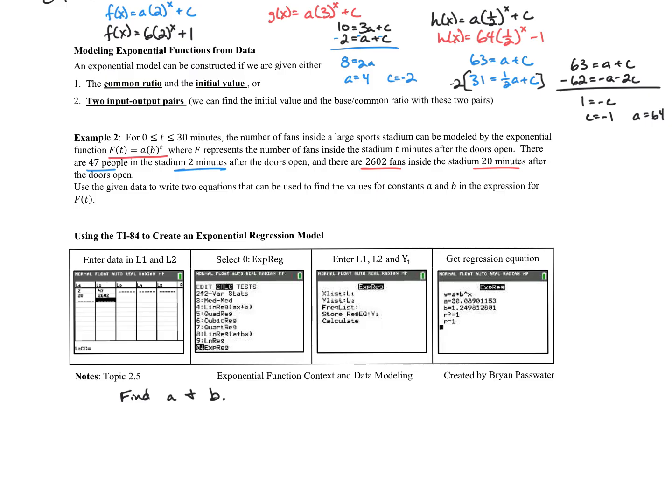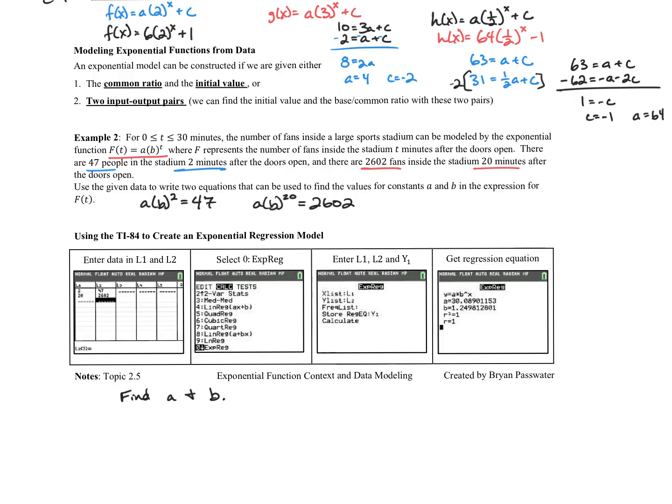My people. All right, and so all we're doing in this part 1 is literally just substituting in 2 for t and 47 for f of t. That's all we're doing. And so now we'd end up with what? A times b to the power of 2 is equal to 47. And then the other one would be what? A times b to the power of 20, which would equal 2602. All right, and that's going to be the exact type of problem in FRQ number 2, the first part.